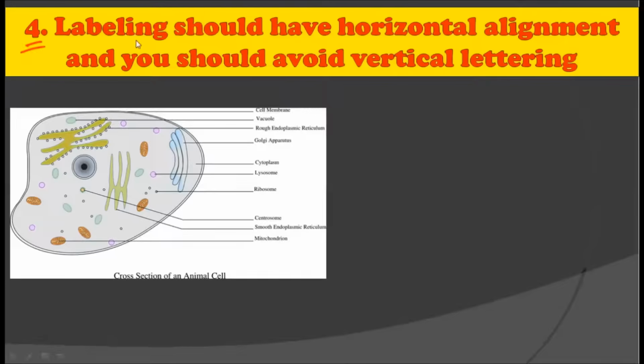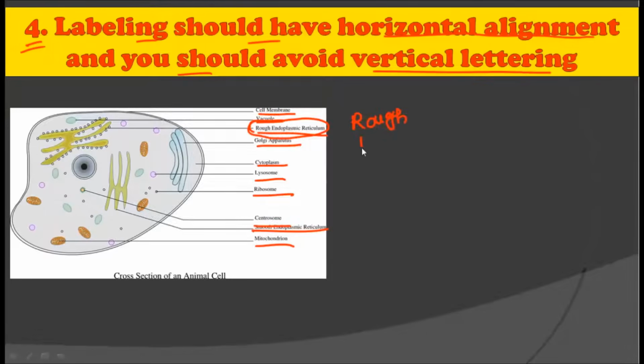Now let us see rule number four, that is, the labeling should have horizontal alignment and you should avoid vertical lettering. Now see, in this diagram, the labeling is completely horizontal. That is, they are writing all the labeling in a horizontal row and they are not using vertical lettering. Vertical lettering means if you want to write rough endoplasmic reticulum, you write like this, that is, rough, then endoplasmic, and then reticulum. You should not do such a thing. You should always write it in a horizontal way.